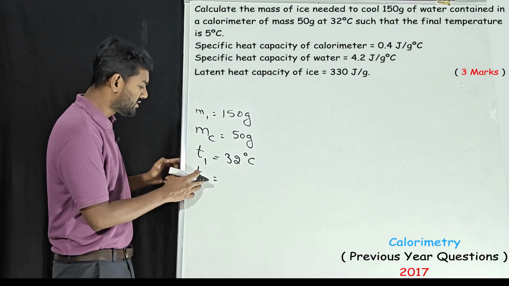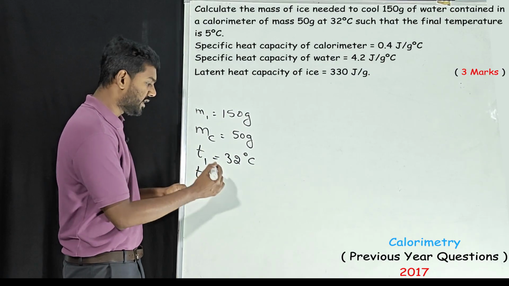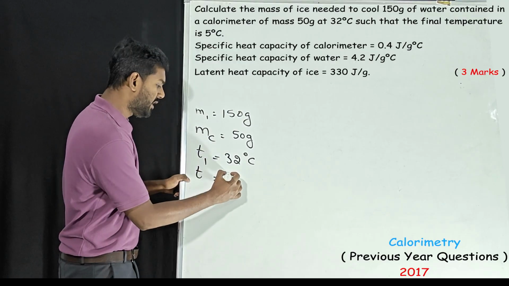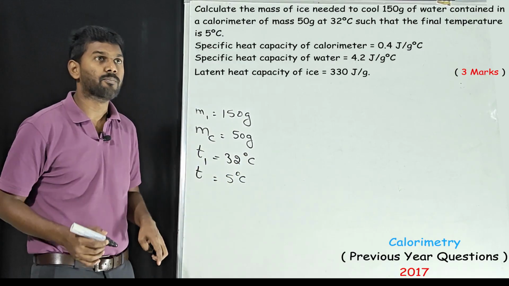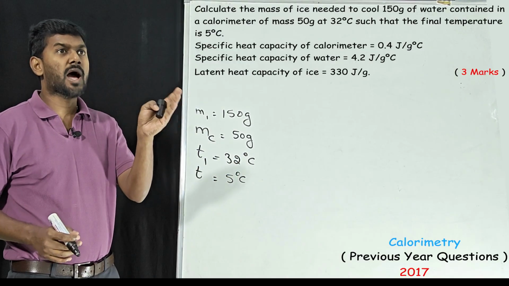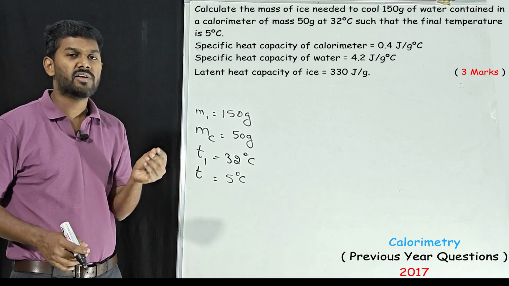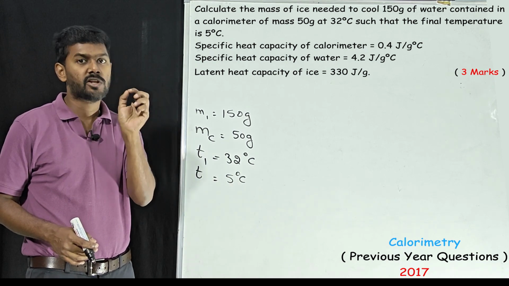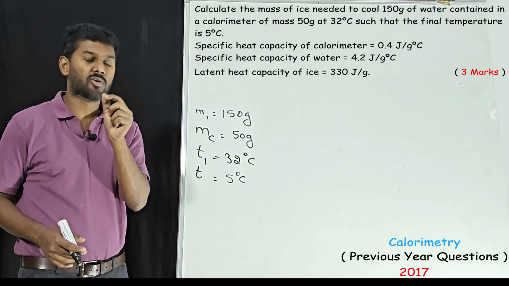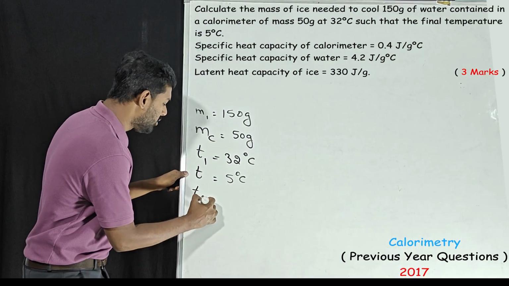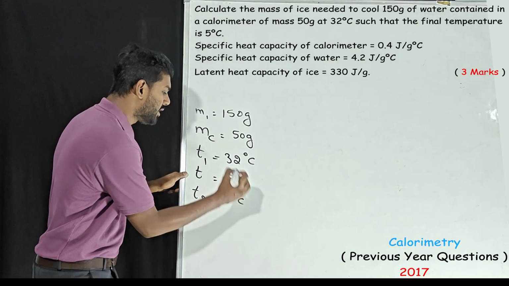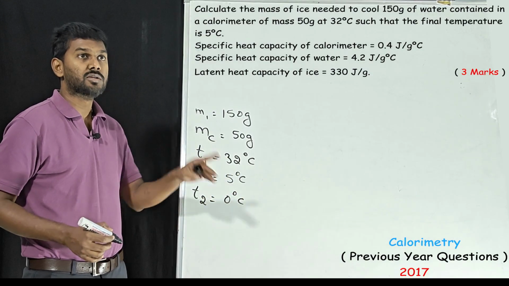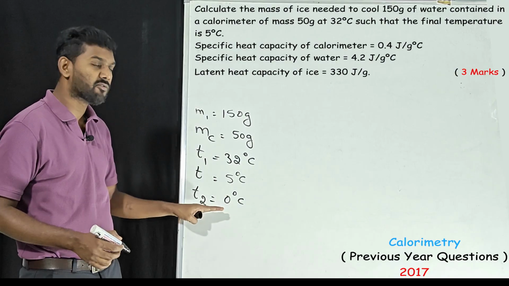Final temperature is always represented as just T, that is 5 degrees Celsius. Then we are talking about adding ice, correct? Whenever we add ice we know the temperature is 0 degrees Celsius. So T2 is equal to 0 degrees Celsius. This we need to know. That will not be mentioned in the question, that we should know.